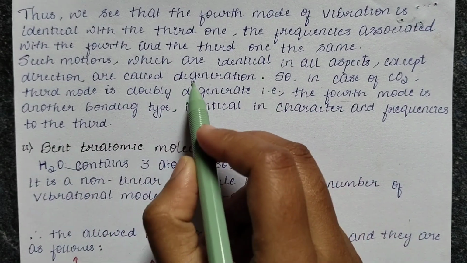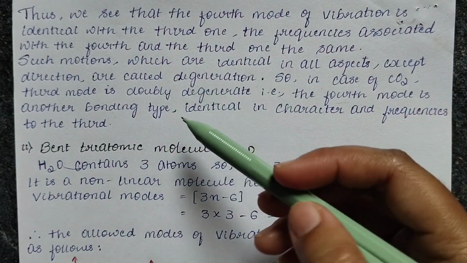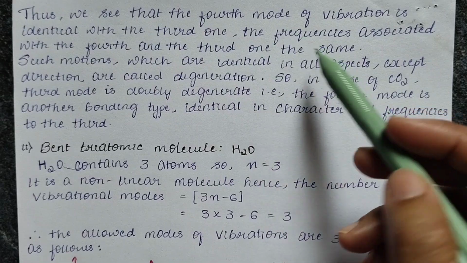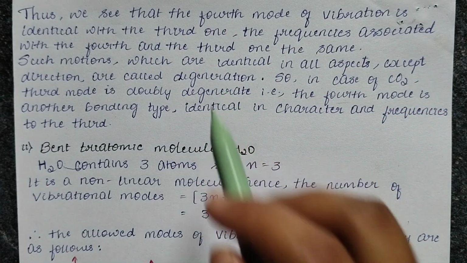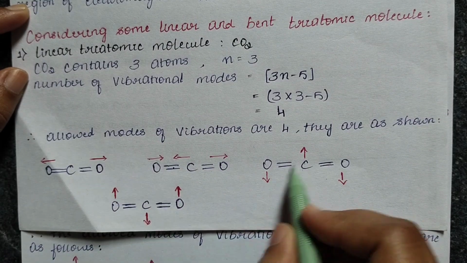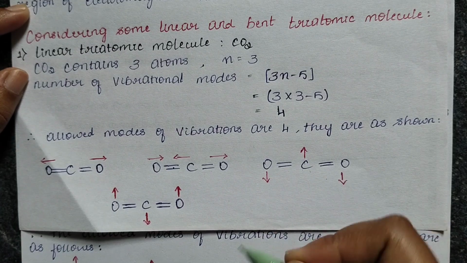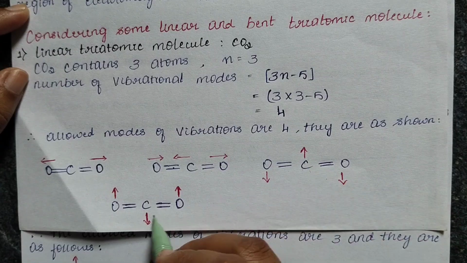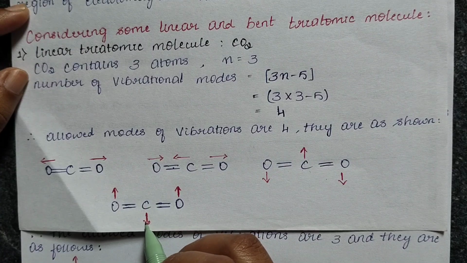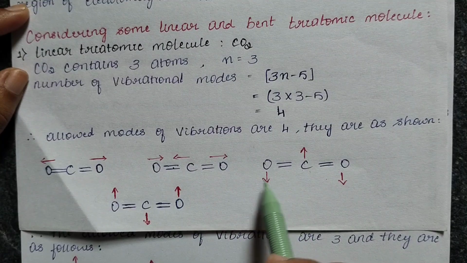So, here we can also see another term called degeneration. So, what is this degeneration? Here we can see in the figure the modes of vibration 3 and 4. So here this is 3 and this is 4. We can see that the mode of vibration is the same. Here both the oxygen atoms are moving in one direction while the carbon is moving in another direction. In the fourth one also, the two oxygen atoms are moving in one direction while the carbon atom is moving in the opposite direction. Both types of vibrations are the same, but the direction they are going in is different.